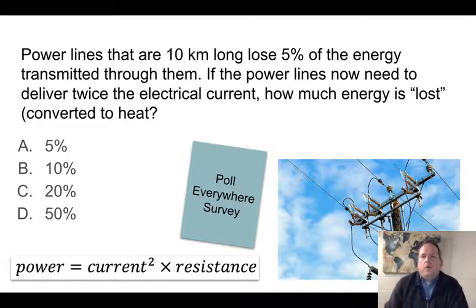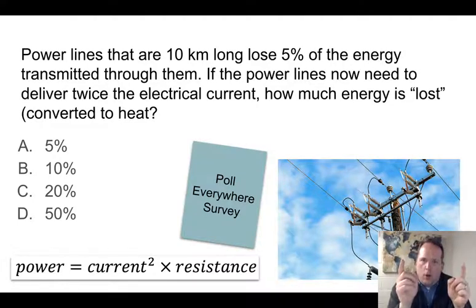The answer to both of these questions lies in that relationship that's at the bottom of the slide. If you take a wire that's losing a certain amount of energy and you double its length, you're going to double its resistance. And in doubling its resistance, you will double the amount of power that's lost. So doubling the length would now lose about 10% of the energy.